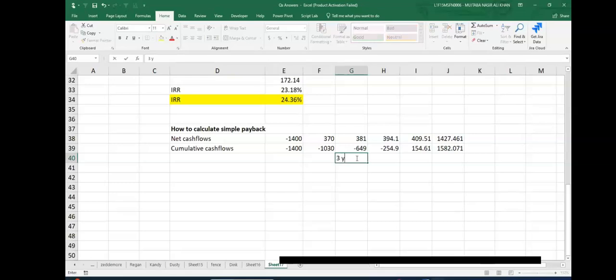So 3 years. At the end of the 3rd year, you need 254, and in year 4, you got 409. So 254.9 divided by 409.51 into 12. So 3 years and approximately 7 months. You can write 7 months or 8 months. Okay. That's how you will calculate.